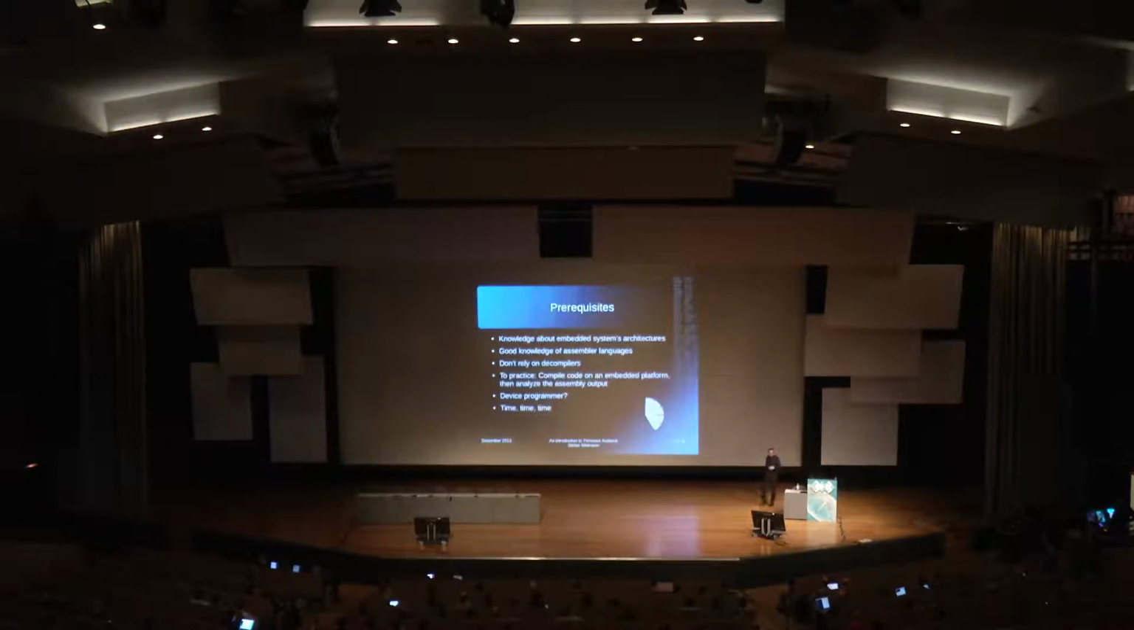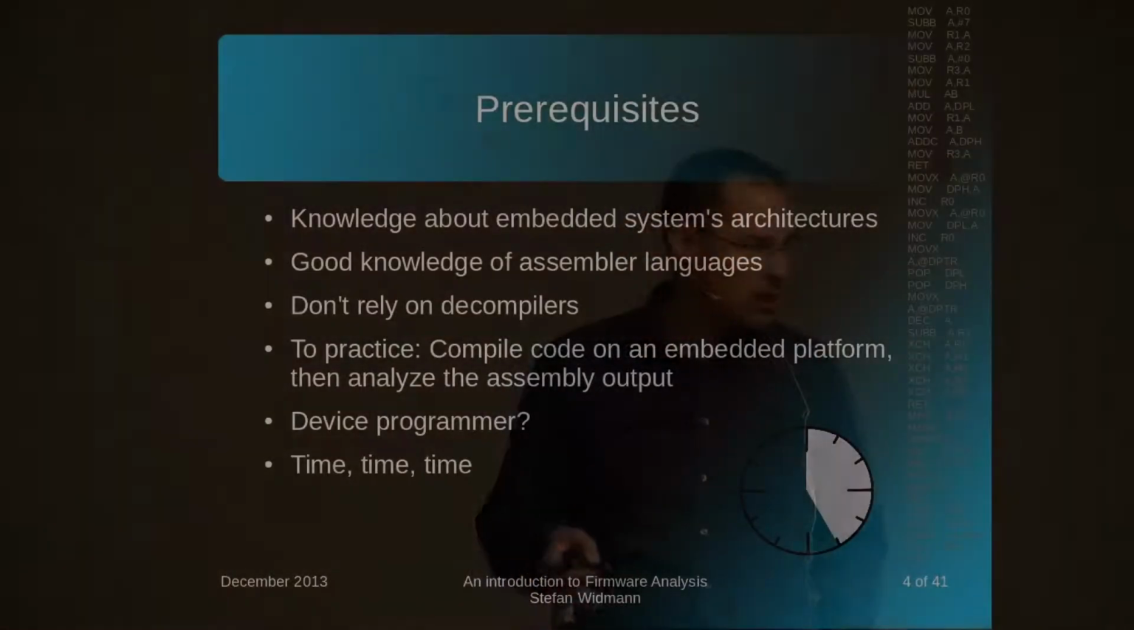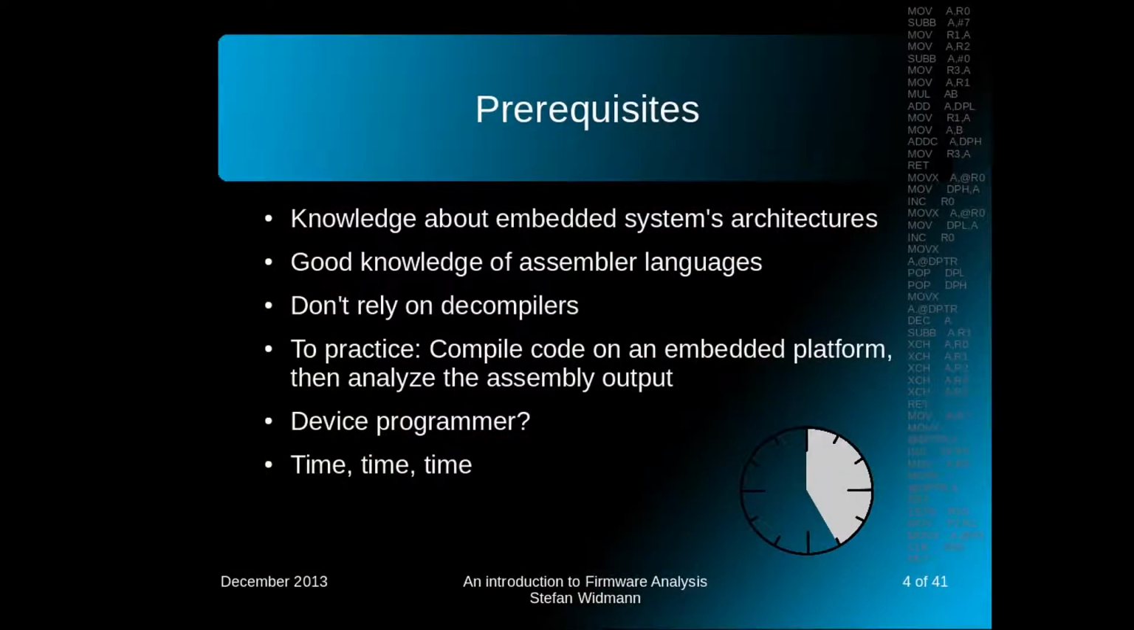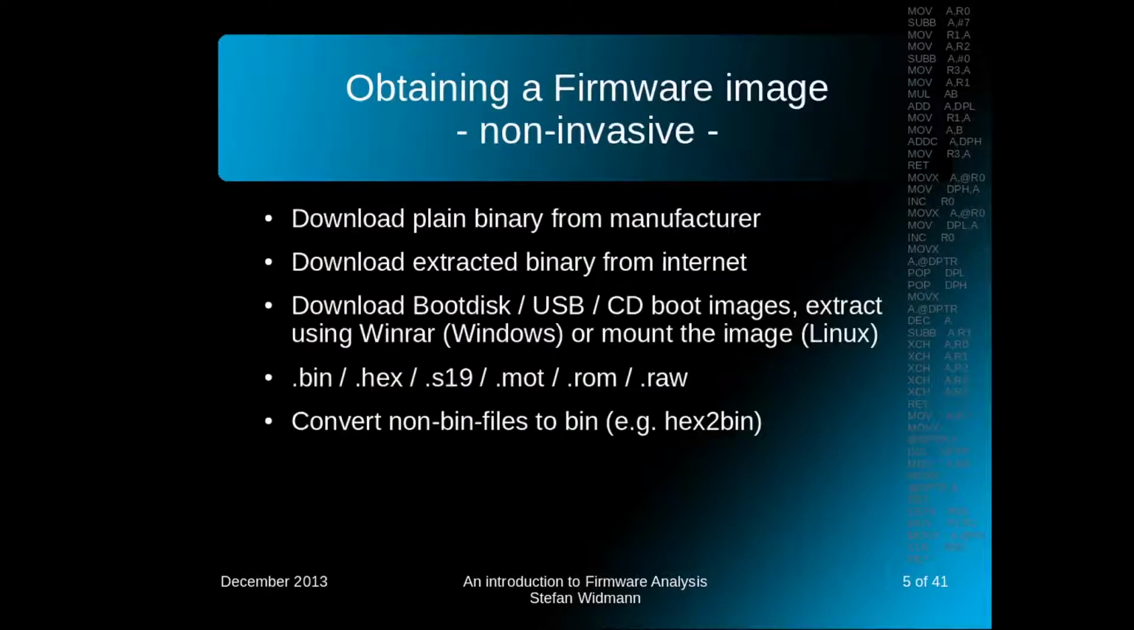Thank you. Okay. So we already talked about the prerequisites. So now we're going deep into the topic. So first, we need to obtain a firmware. We will go from non-invasive to invasive, because the first thing we want to try is getting the firmware without opening the device. So we will first try to download it as a plain binary from the manufacturer. Or maybe somebody else has already extracted a binary and placed it on the internet.